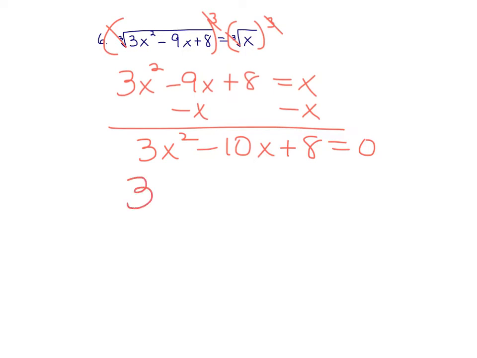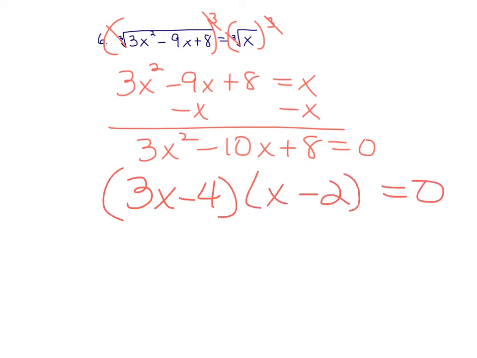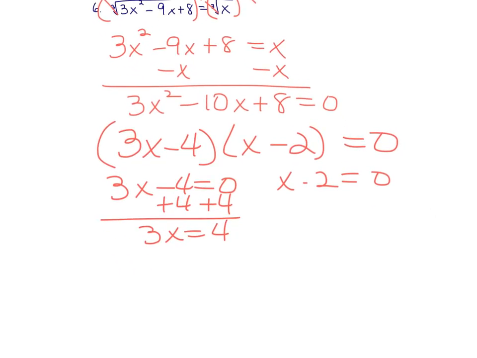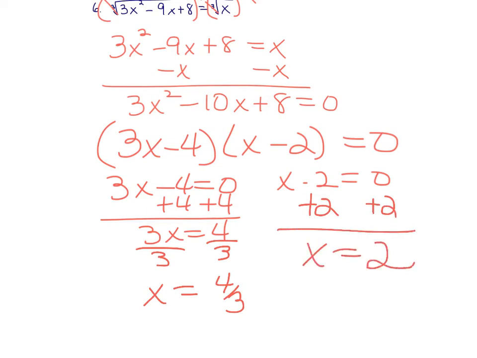However, this is factorable, so 3x minus 4 and x minus 2. Because if you FOIL it, it will go back to your original trinomial. So here I'll set 3x minus 4 equals 0, x minus 2 equals 0, add the 4, 3x equals 4, divide by 3, x equals 4 over 3. Here add the 2, and x equals 2. So there's your solutions.